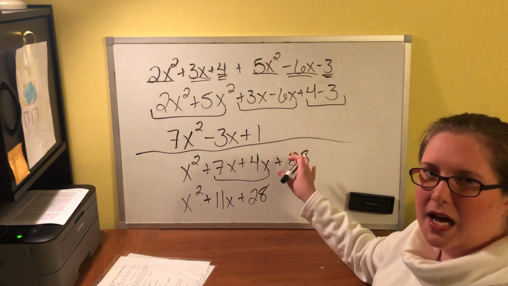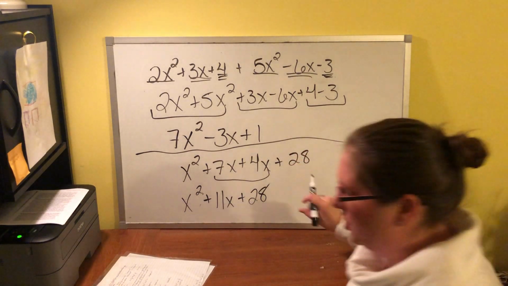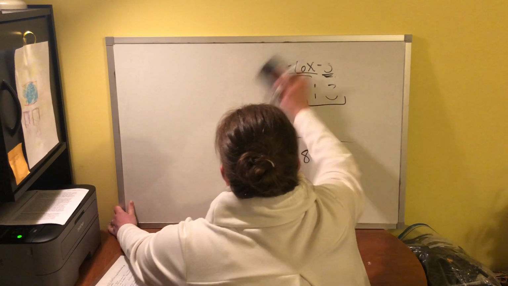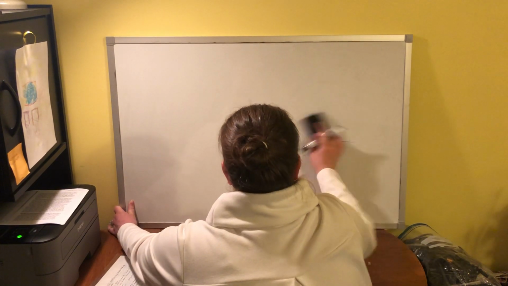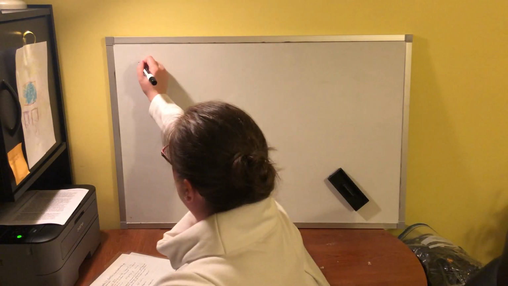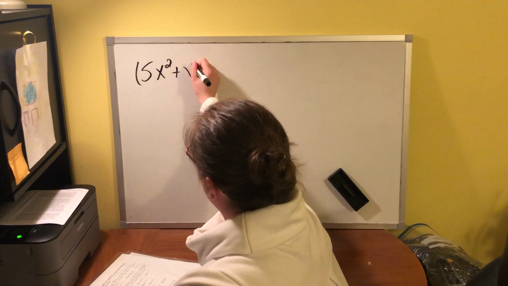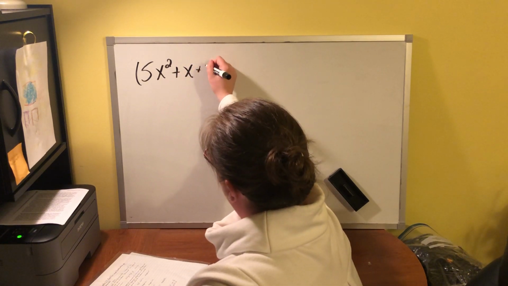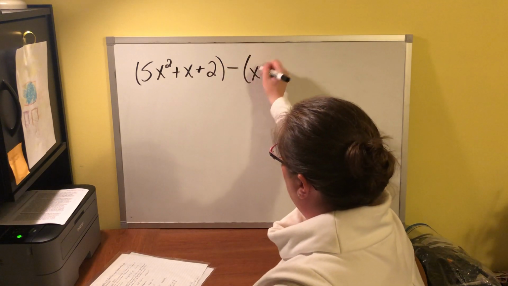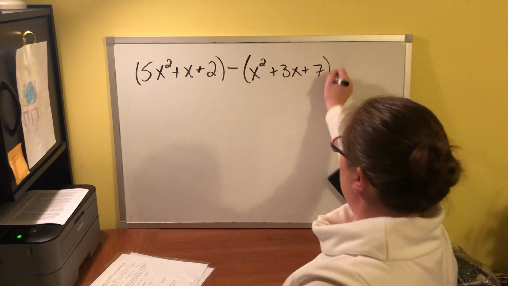Okay? So the adding, super easy, nothing too difficult. Just make sure you pay attention to your signs and apply your sign rules that we went over at the very beginning of the semester. So let's look at subtraction because this is the one that's a smidge different. So let's go ahead and look at 5x squared plus x plus 2 minus the whole quantity of x squared plus 3x plus 7.